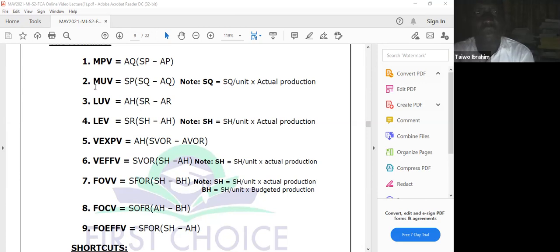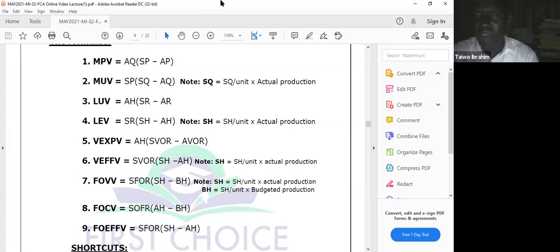That is 1. 2, material usage variance. Under the material usage variance, I'm looking at the variance between the standard quantity of the material and the actual quantity of material I used. It means how many kg of material did I envisage to use for what I actually produced, and what is the actual quantity of the material I used? I'm looking at the difference between the standard quantity of material and the actual quantity of the material used. That is the material usage variance.